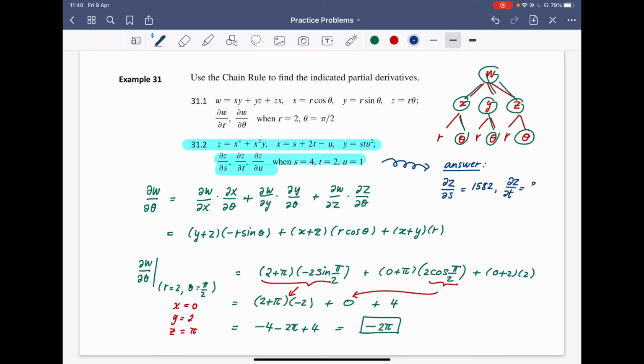Here you get 3164, and differentiating C with respect to U, you get negative 700. The numbers look massive because you plug in S equal to 4, T equal to 2, and U equal to 1. Once you plug in, you should get these numbers. Again, if your answer does not match mine, let me know so I can fix it for you. Sounds good? All right, we need to save time because otherwise the clip will be too long.